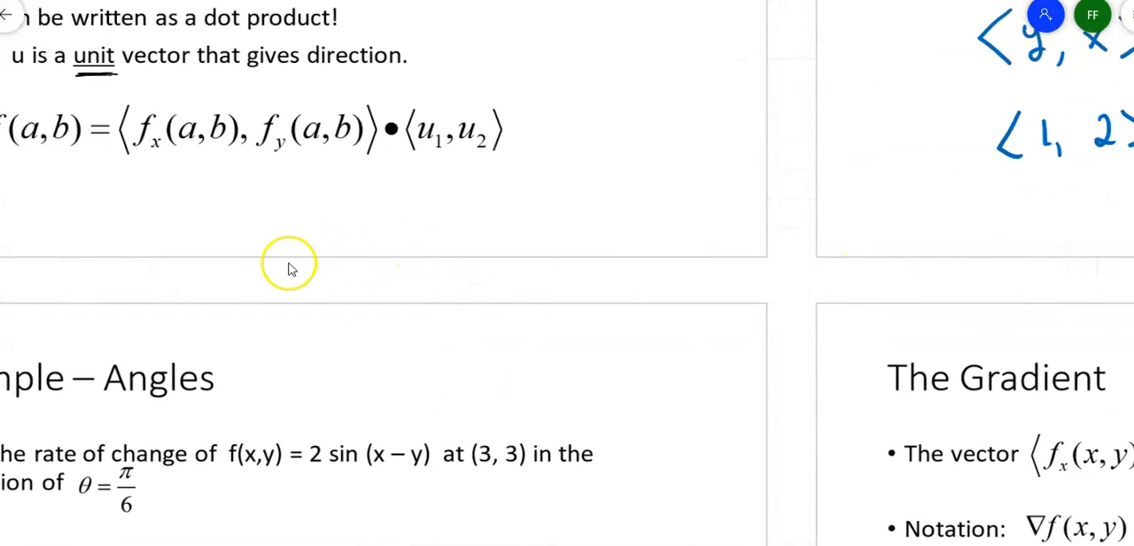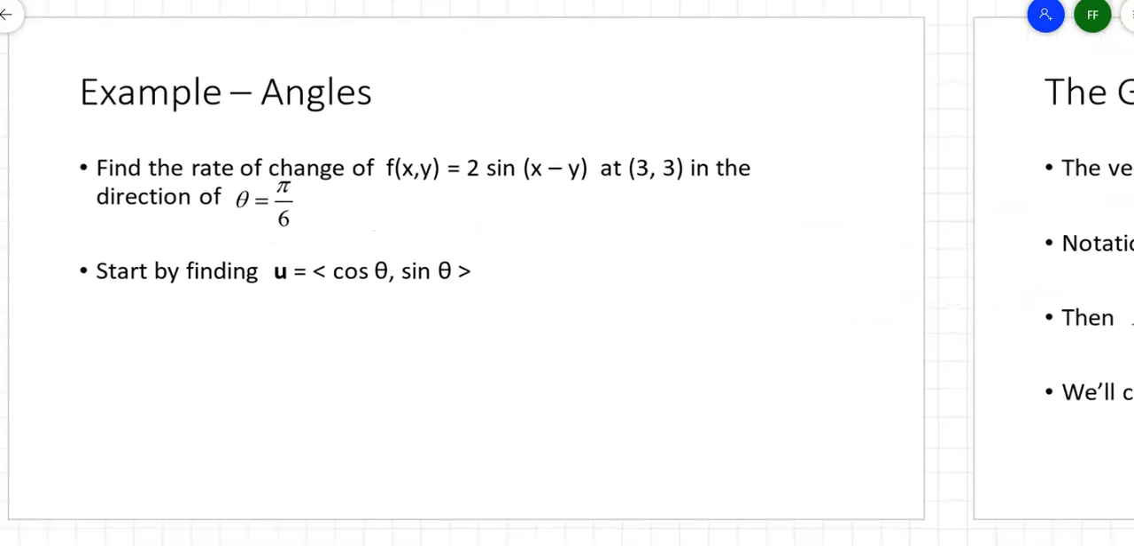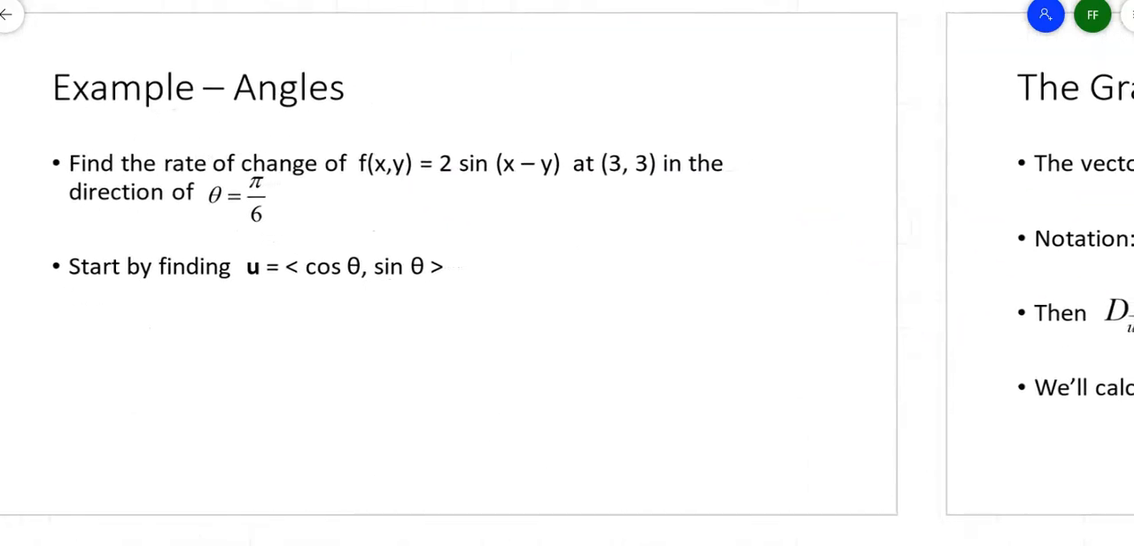Directional derivatives. Let's take a look with something that has some trig in it. I want to find the rate of change of f of x, y equals 2 times the sine of x minus y at the point (0, 3) in the direction of theta equals pi over 6. So the first thing is, I need to start by finding a direction vector. How do I find a direction vector? Well, the direction vector on the xy plane goes cosine, sine. Cosine is the x-coordinate, sine is the y-coordinate.